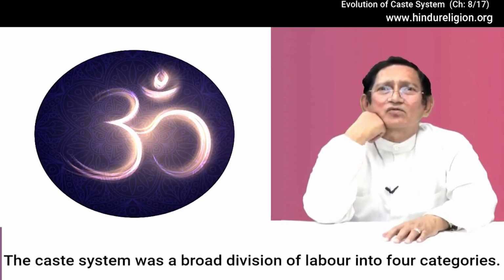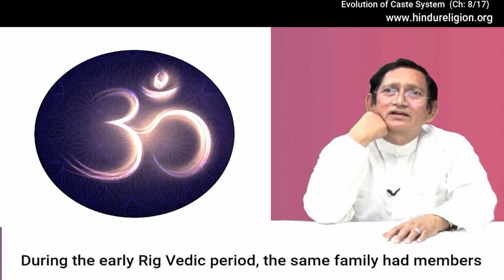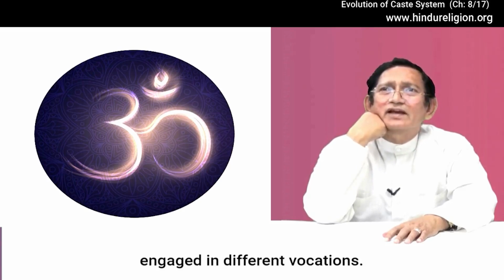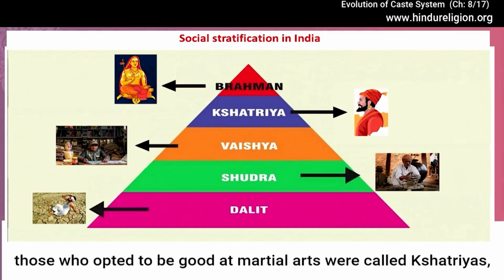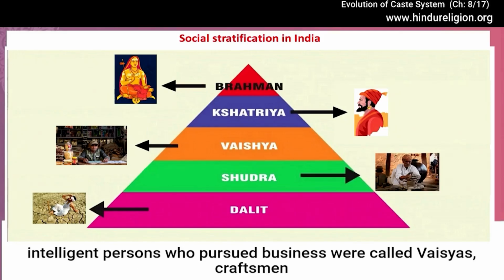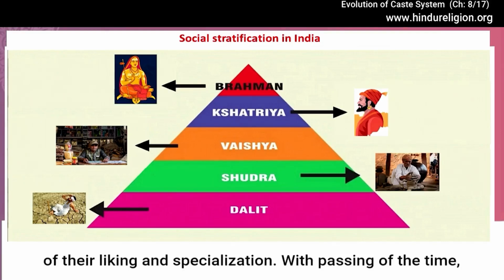The caste system was a broad division of labor into 4 categories. During the early Rig Vedic period, the same family had members engaged in different vocations. Those who chose to pursue Vedic education were called Brahmins. Those who opted to be good at martial arts were called Kshatriyas. Intelligent persons who pursued business were called Vaishyas. Craftsmen and skilled artisans were called Shudras and were engaged in jobs of their liking and specialization.